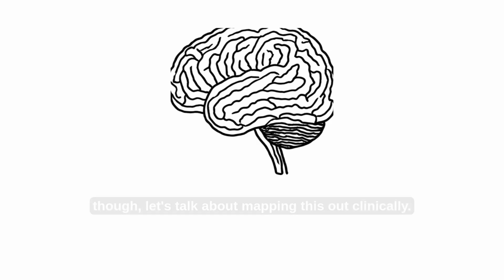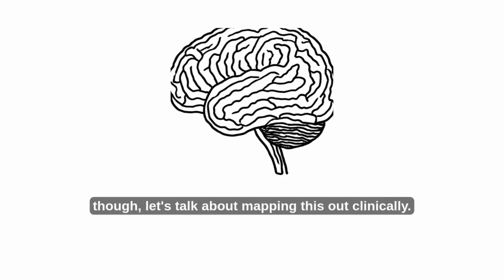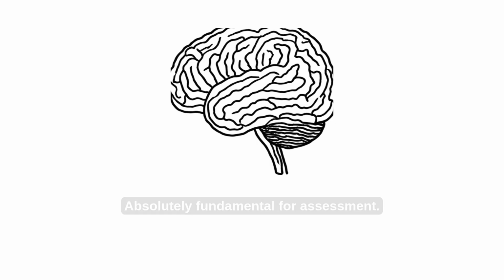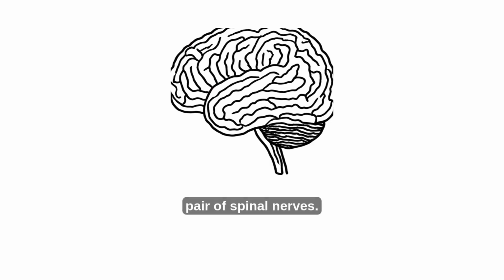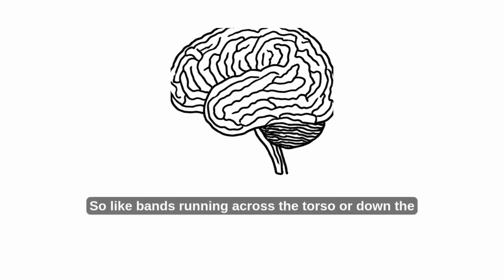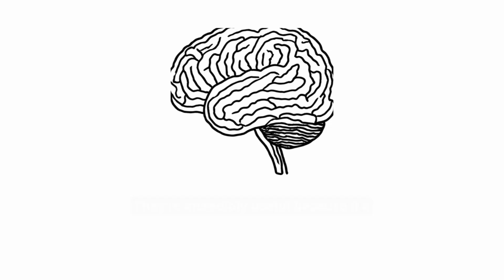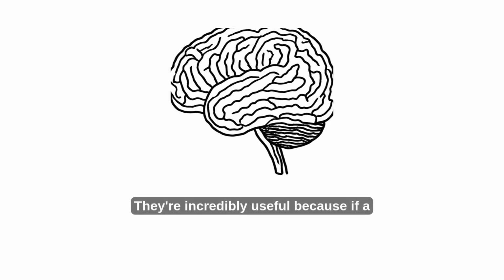Before we get to plexuses, though, let's talk about mapping this out clinically. Dermatomes and myotomes. Absolutely fundamental for assessment. A dermatome is a specific territory of skin that gets its sensory innervation from a single pair of spinal nerves. So like bands running across the torso or down the limbs? Yeah, there are standard dermatome maps. They're incredibly useful because if a patient comes in with numbness, tingling, pain, or even a rash, think of shingles. Which follows a dermatome perfectly.